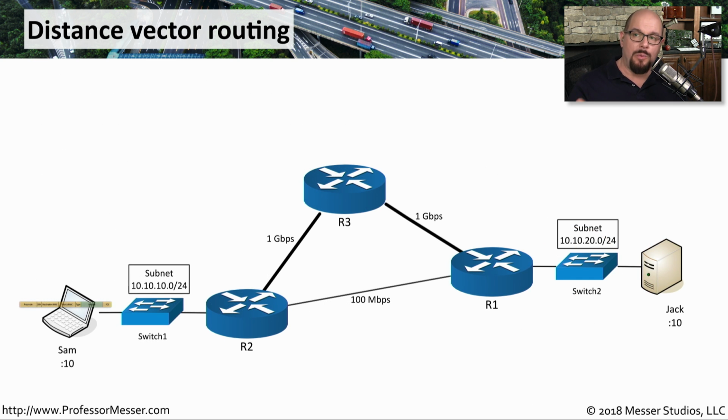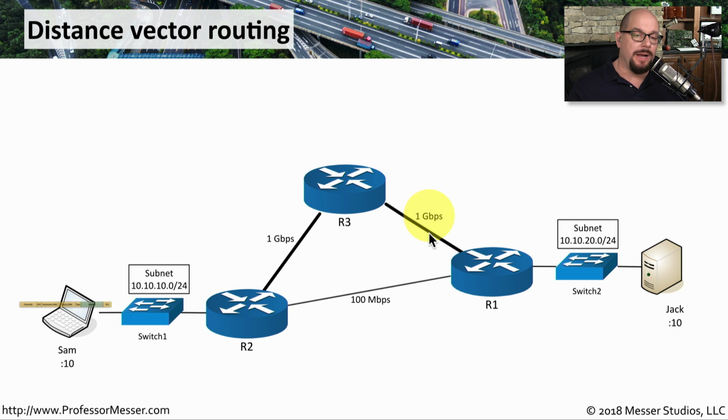Here's an example of how we might use distance vector routing. We have Sam, who needs to send traffic to Jack. And between Sam and Jack are 3 different routers. There's a router 1, a router 2, and a router 3. You can see that router 1 and router 2 are connected to each other at 100 megabits, but router 2 and router 3 and router 3 and router 1 are connected at much higher speeds of 1 gigabit per second.